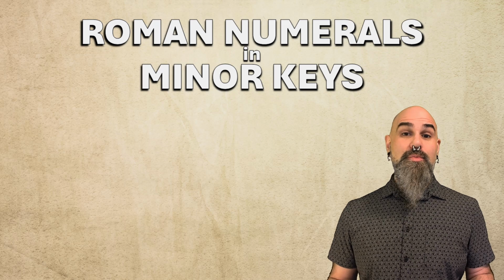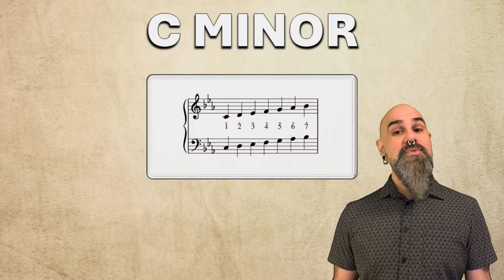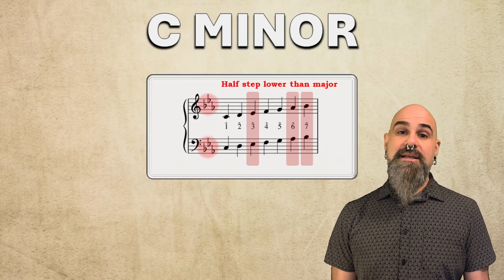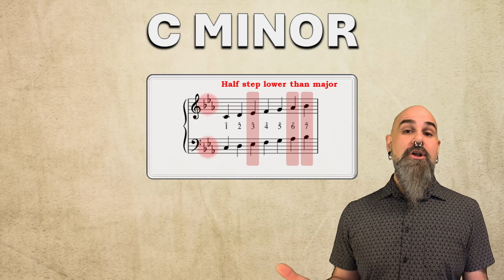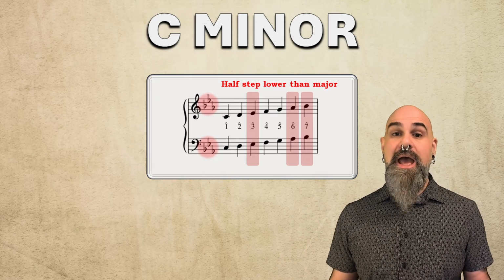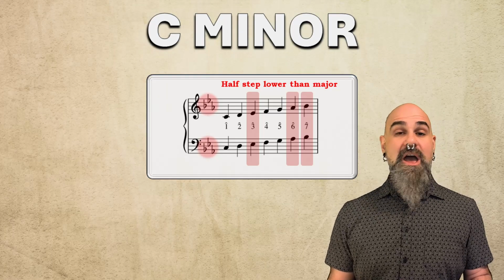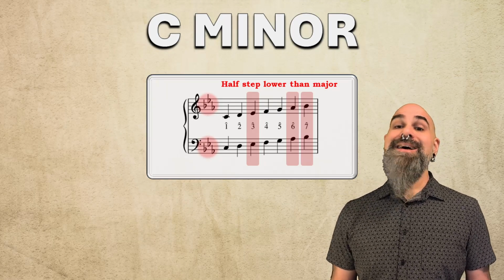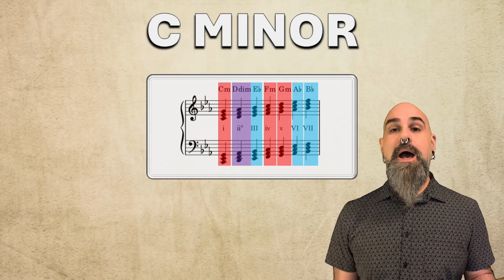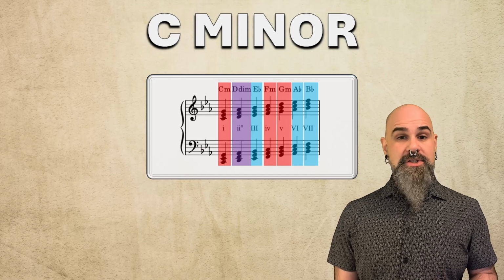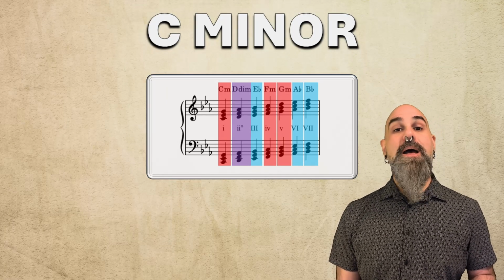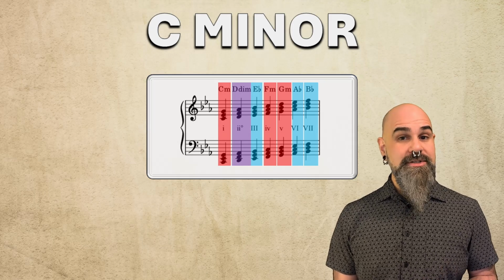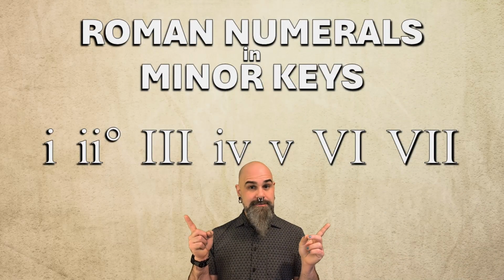Now let's look at Roman numerals in minor keys. Compared to a major scale, the 3rd, 6th, and 7th scale degrees are all a half step lower, changing the pattern of whole steps and half steps completely, thereby changing the qualities of every Roman numeral in the key. In minor, the pattern becomes minor 1, diminished 2, major 3, minor 4, minor 5, major 6, and major 7. Memorize this too.